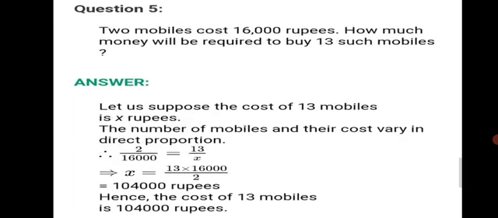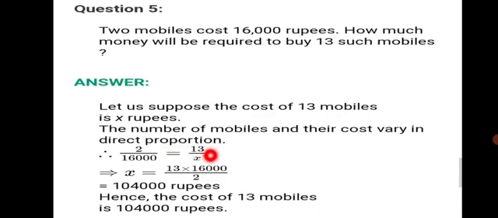Next, question number 5. 2 mobiles cost 16,000 rupees. How much money will be required to buy 13 such mobiles? Now, first statement. Let us suppose the cost of 13 mobiles is x rupees. The number of mobiles and their cost are in direct proportion. 2 mobiles cost 16,000, so 13 will cost more rupees. So direct, both are increasing.